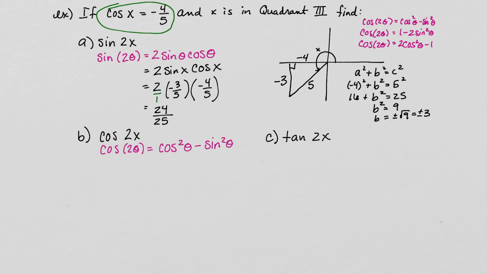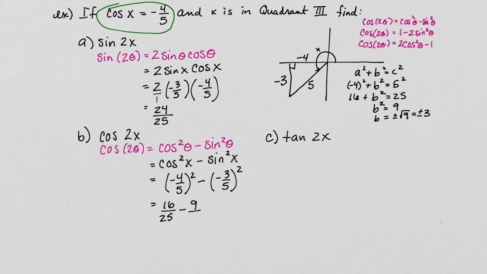So in our case, this is going to be cosine squared x minus sine squared x. So the cosine of x is minus 4/5, and we're squaring that. Minus the sine of x is minus 3/5, and we're squaring that. So we end up with 16 over 25 minus 9 over 25, or 7 over 25.